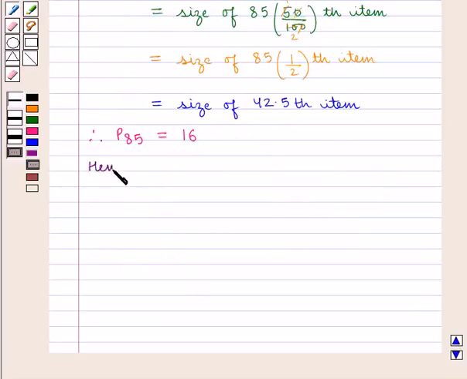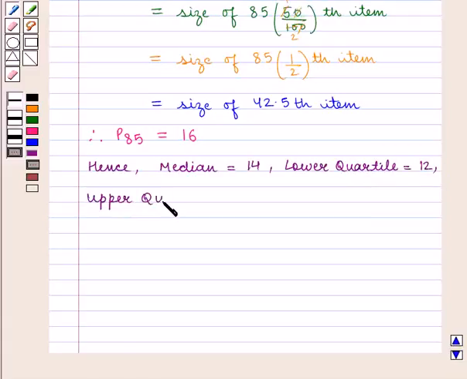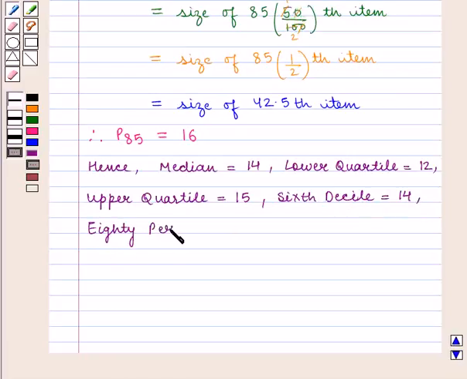Hence, we can say median is equal to 14. Lower quartile Q1 is given by 12. Upper quartile Q3 is given by 15. Sixth decile D6 is given by 14. And 85th percentile P85 is equal to 16, which is the required answer.